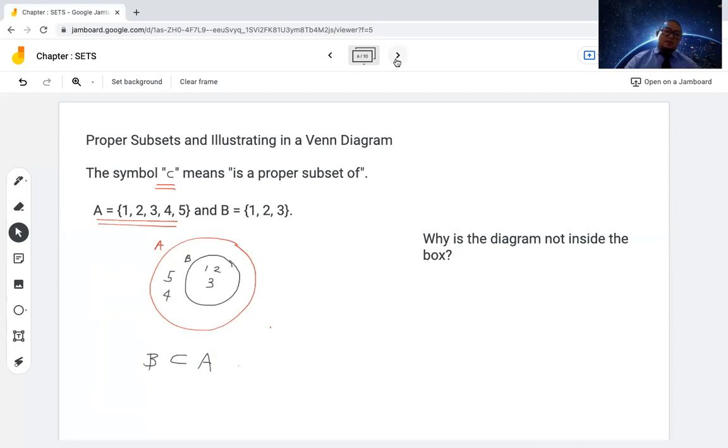So the question here is, why is the diagram not inside the box? Some of you might be thinking, why did Mr. Ronald not put a box here, instead of putting a box like what we had a while ago? The answer lies in here. We only use a box if we have a universal set.